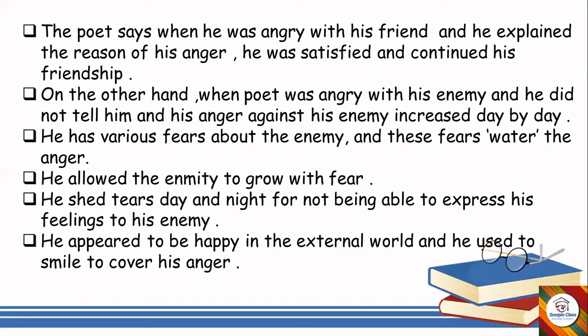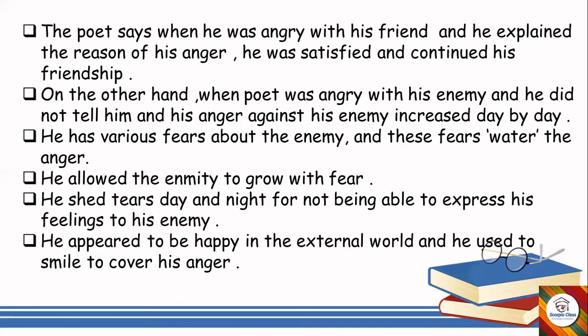So the enmity grew. Now he appeared to be happy in the external world, and he used to smile to cover his anger. Whenever he met his enemy outside, he met him in a happy way, as though he is happy. He showed off in the external world. He had a fake smile on his face to cover his anger. Though deep inside he was very angry and had enmity, he did not show it on his face. He covered it with a smile, and that is how he met his enemy for many days and many years. He did not clarify his anger and problem.